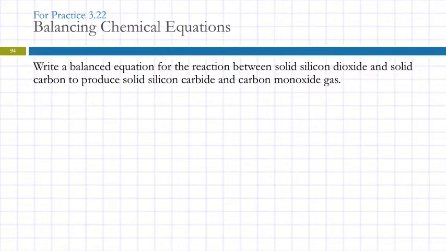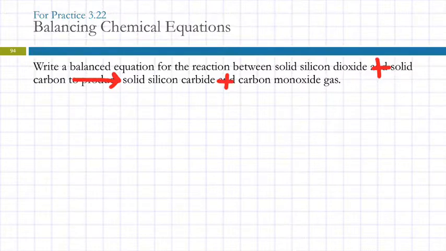Okay, so this is giving us a description of the reaction in a sentence. So we have to interpret this. So it's a reaction between solid silicon dioxide and, the "and" is like a plus sign. Let's do that better. And solid carbon to produce, that's the arrow, solid silicon carbide and carbon monoxide. Okay, so now we've got what's on the left side of the arrow, what's on the right side of the arrow, but we need the chemical formulas.